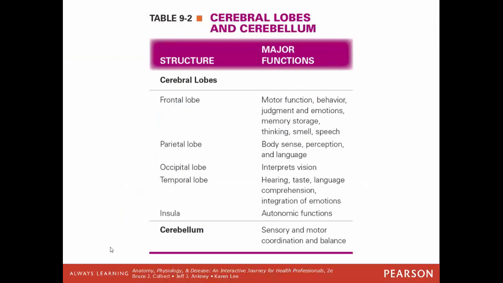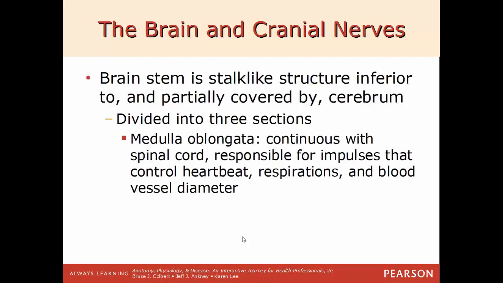Here is a list of the lobes of the cerebrum and what their major functions are. Of course, these are just a very, very short list of what these structures can do, and then the cerebellum, what its main functions are. Now the brainstem is a stalk-like structure that's inferior to and partially covered by the cerebrum.